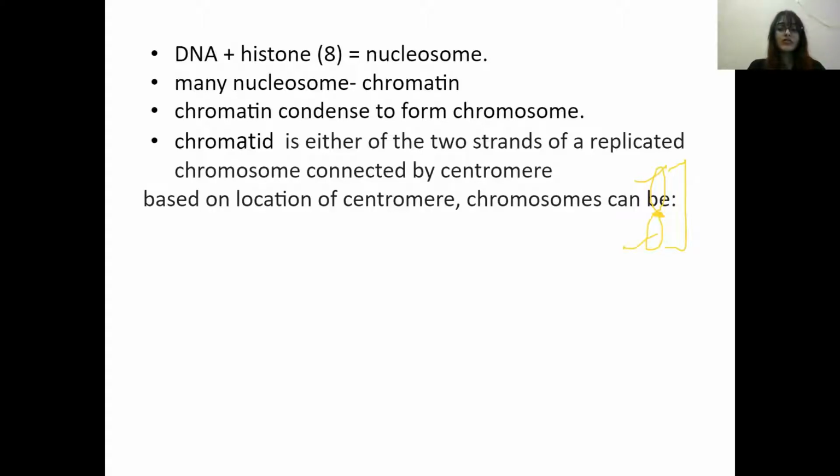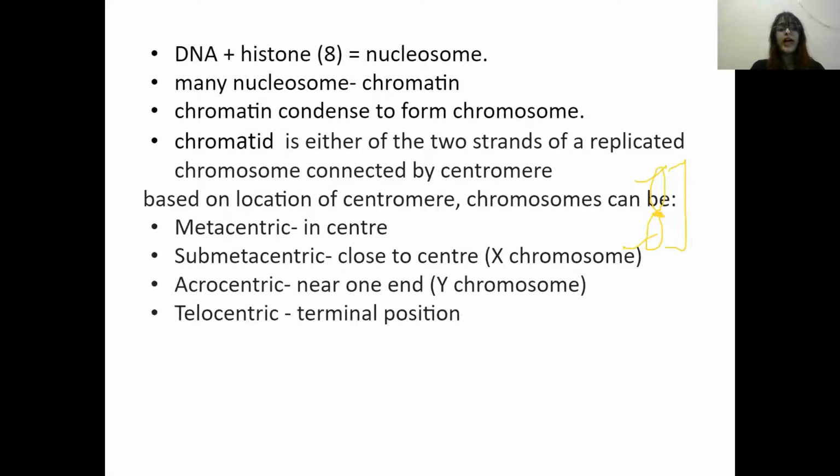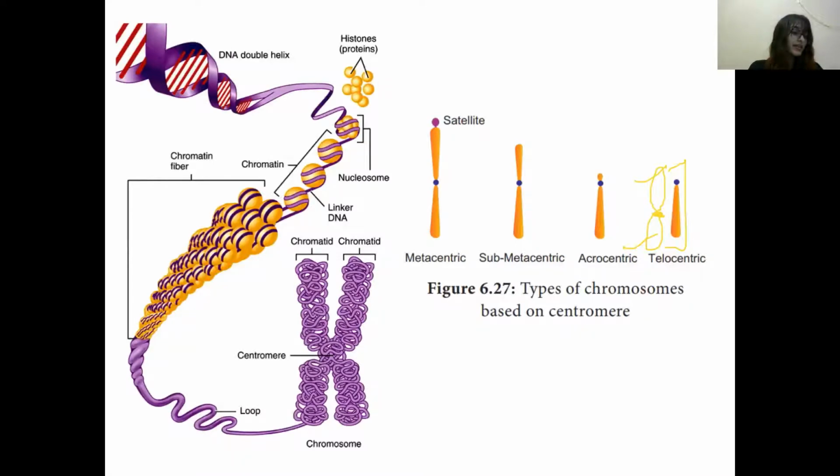Based on the location of the centromere, chromosomes can be metacentric, submetacentric, acrocentric, or telocentric. So this is the picture. I told you DNA and eight histone proteins form one structure called the nucleosome. Many nucleosomes form chromatin, and chromatin, when it condenses, forms a chromosome. Now, based on the location of the centromere, this central structure: if it is present in the center and the two arms are equal, it is called metacentric. If it is not exactly at the center but near the center, it is called submetacentric. If it is near the end, it is called acrocentric, or if it is at the end, it is called telocentric.